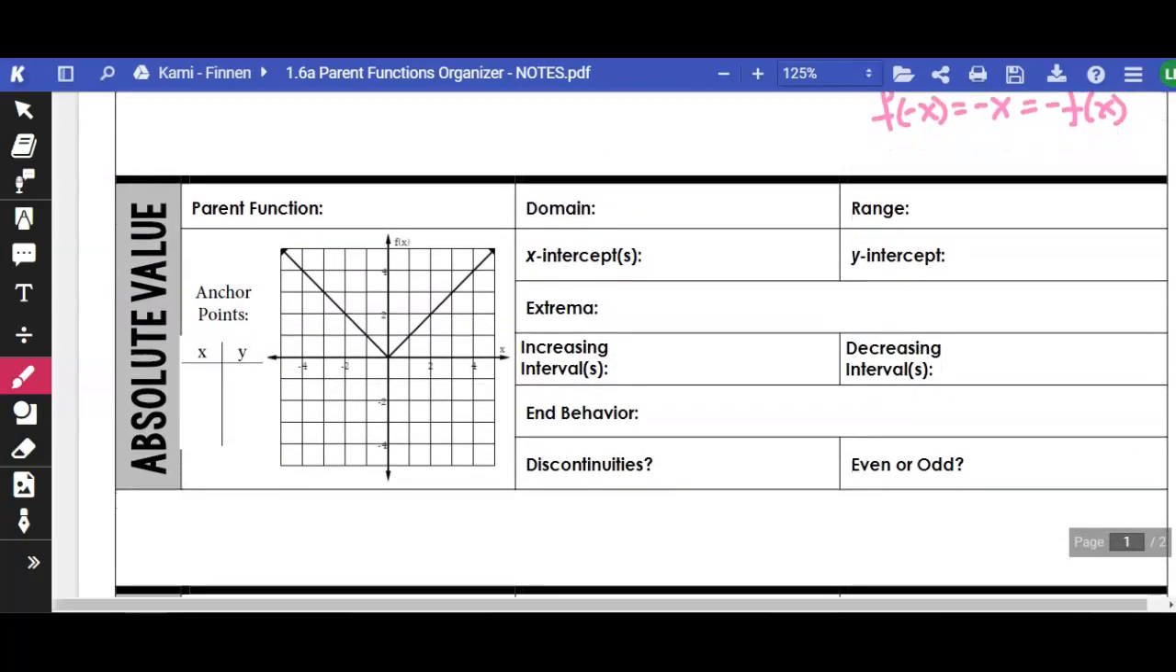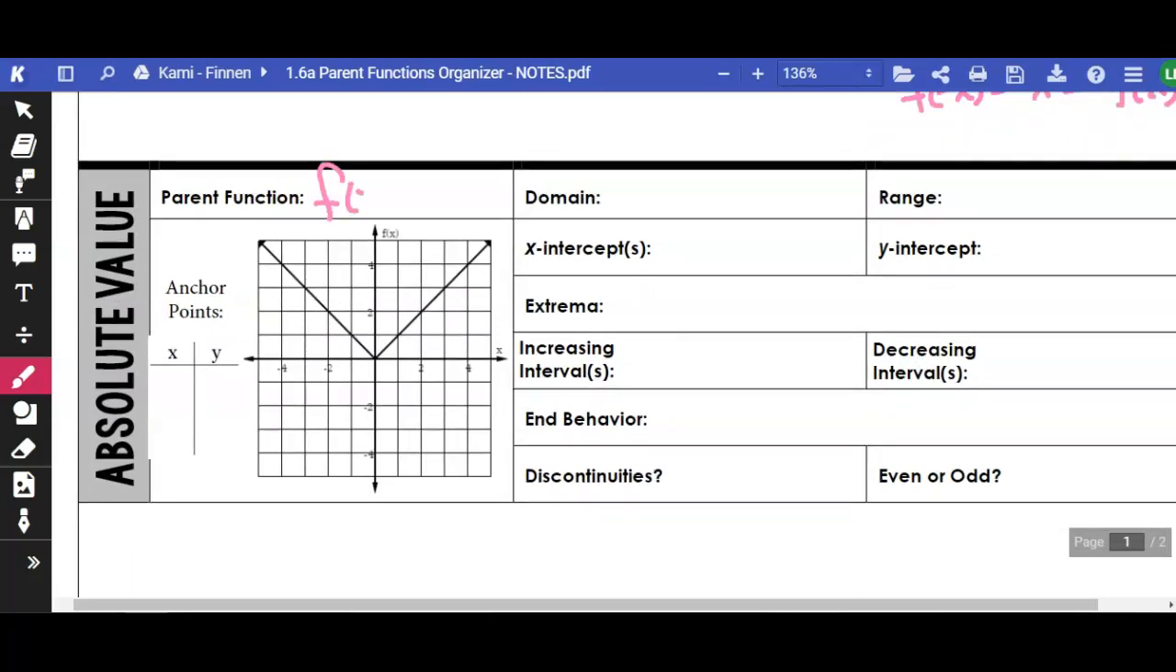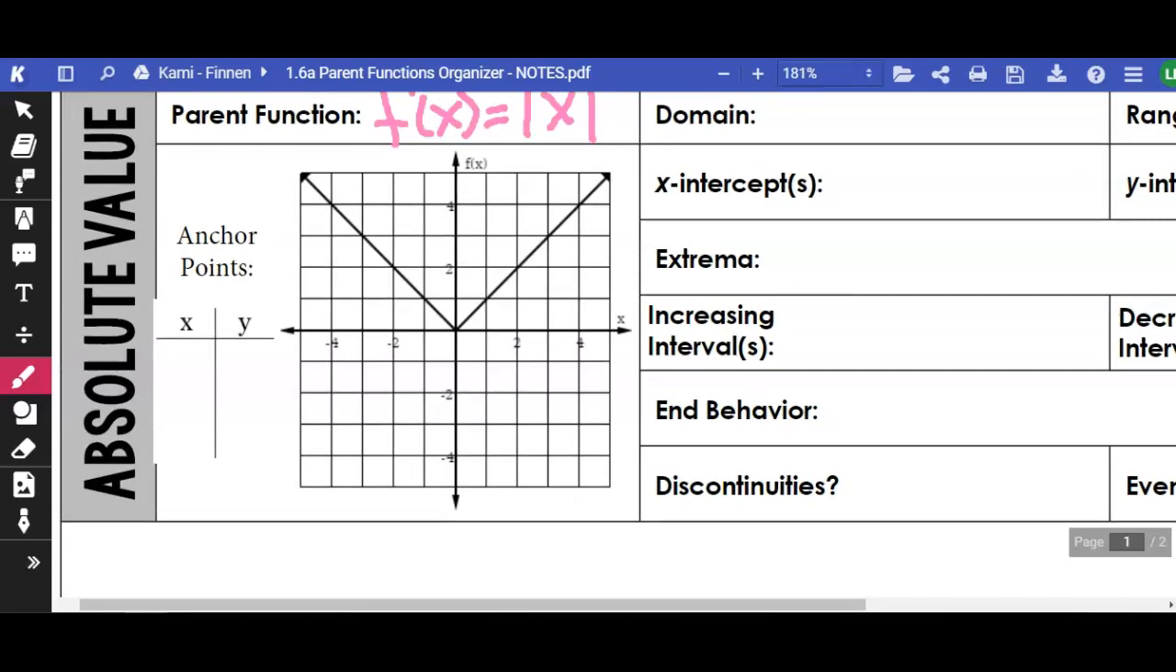So my absolute value parent function is f of x equals the absolute value of x. And then my anchor points here are these three right here that make the little v. So this is negative 1, 1, 0, 0, and 1, 1. Okay. You're going to fill in the rest because you should be able to explain all the rest of that from that function and understanding what you understand about it.